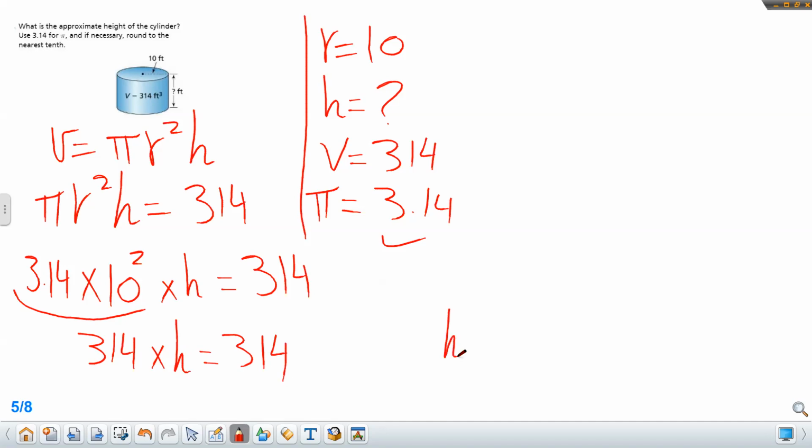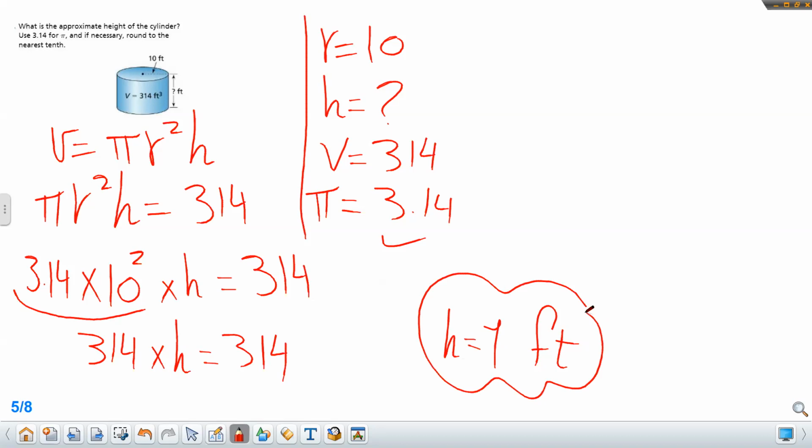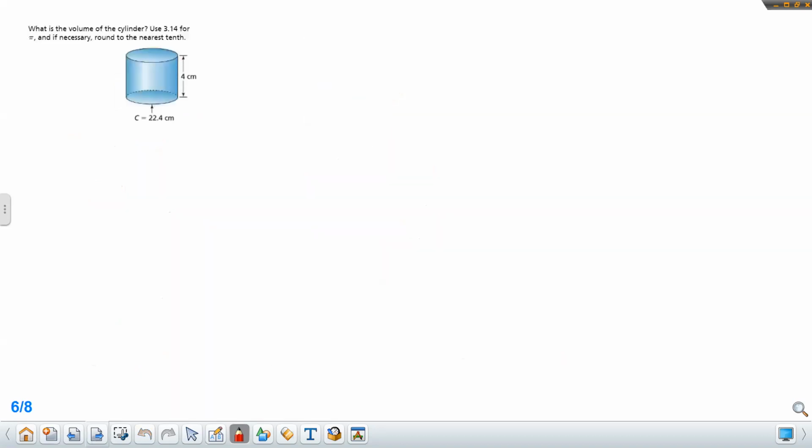So height equals 1 foot. Okay, next one. What's the volume of the cylinder? Use 3.14 for pi, and if necessary, round to the nearest tenth. Okay, first, what's the information? Here, height equals 4, circumference equals 22.4, and the required here is the volume.